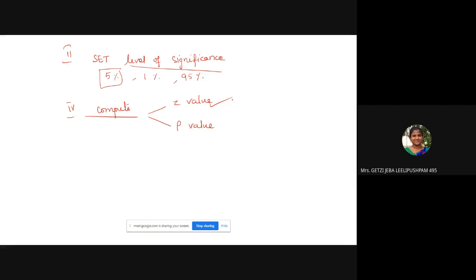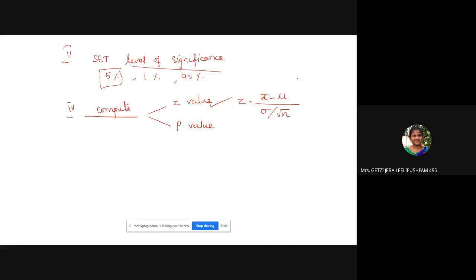Now Z is given by the formula X minus mu divided by sigma divided by root n. This is the formula for the Z value. X is what deviates from the normal, mu is the normal, sigma is the standard deviation, and n is the total number of samples.